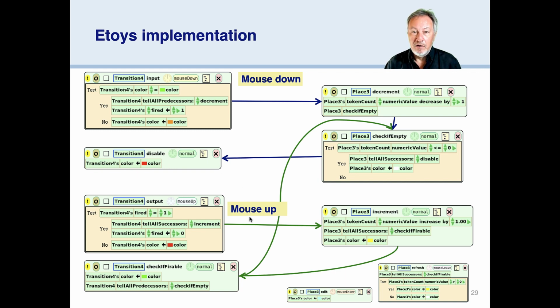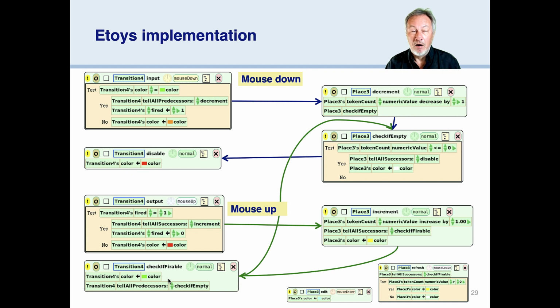Now the rest of the logic is when I release the mouse. So when I go mouse up, then I'm going to tell all my successors, output, to increment. Then, once I increment, each of the places will change its value to 1 greater. The color changes back to yellow if it wasn't already. And now I'm going to tell all my successors, all the transitions that follow me, hey, you better check if you're fireable. And how do I do that?